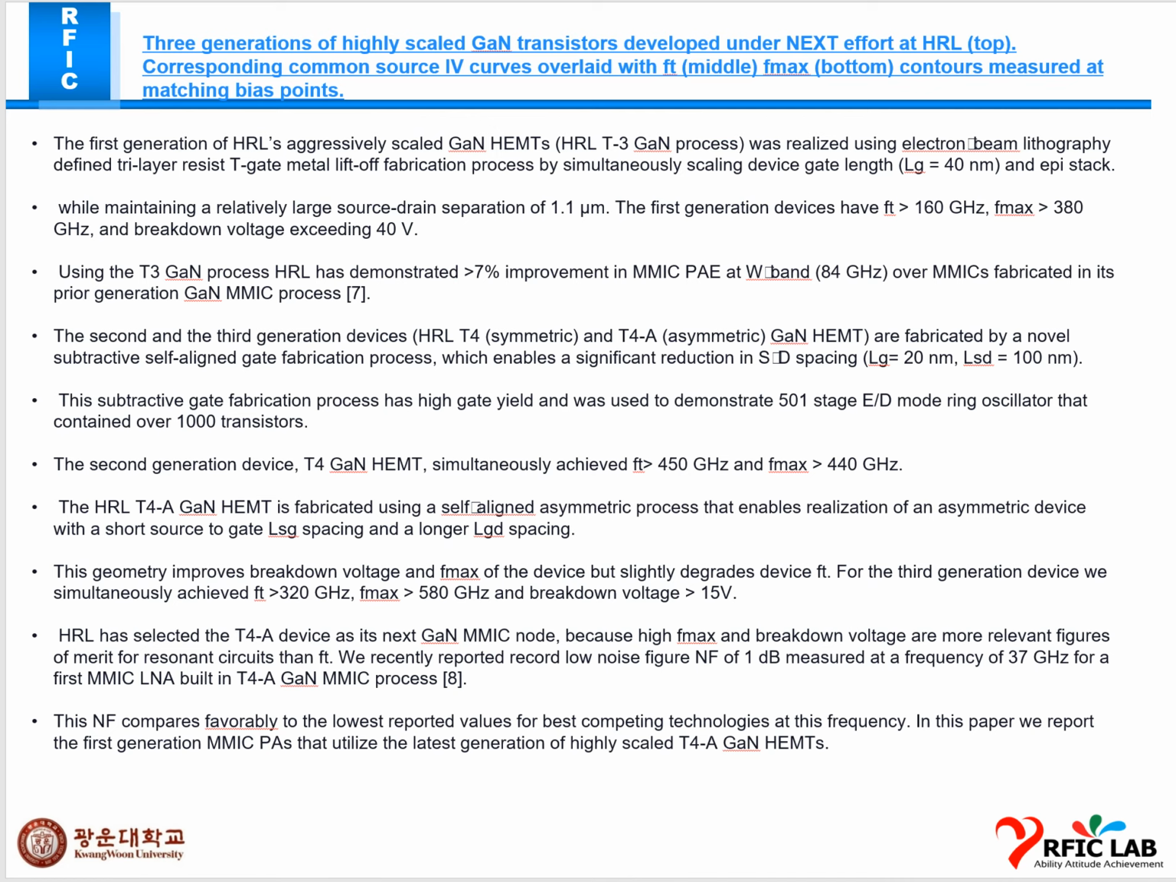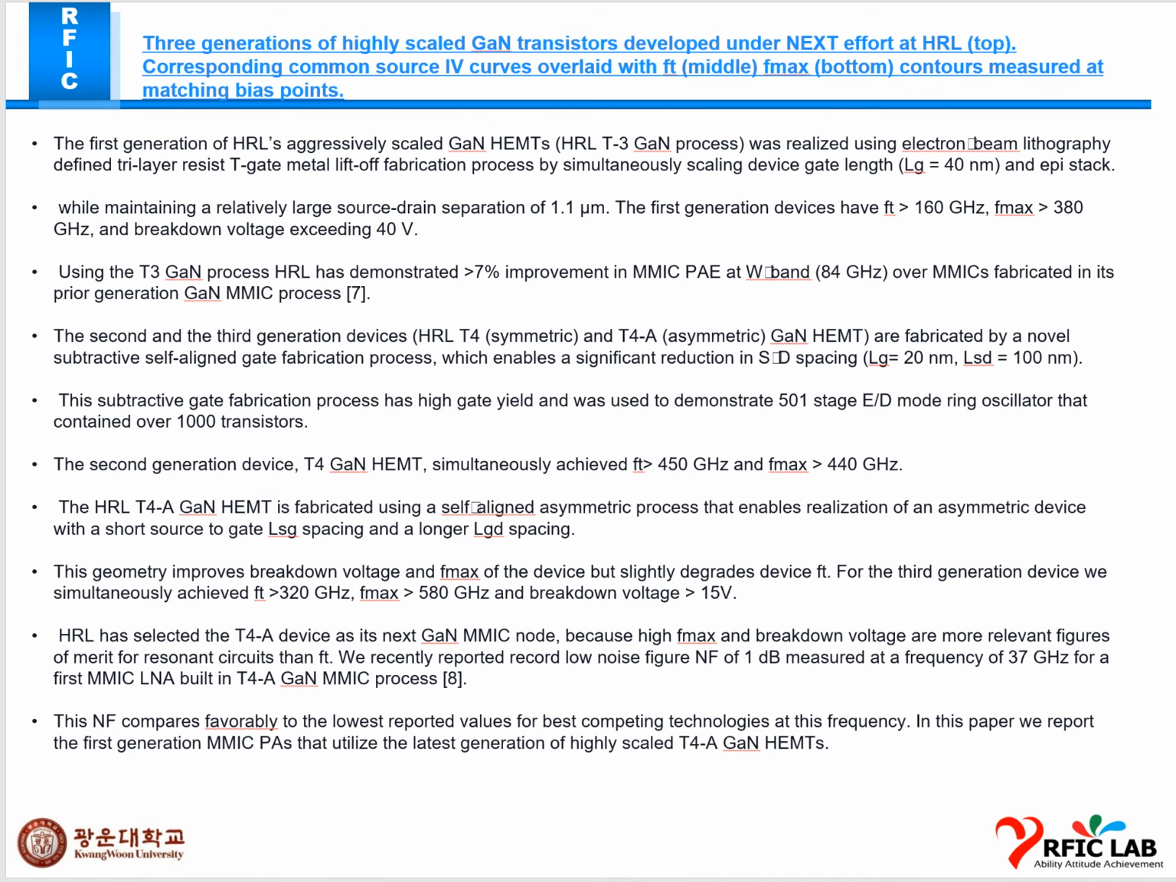FT is greater than 450 gigahertz and Fmax is greater than 440 gigahertz. It is a self-aligned asymmetric process that enables the realization of asymmetric devices, with a short source-to-gate LSG spacing and a longer LGD spacing. This geometry improves the breakdown voltage.